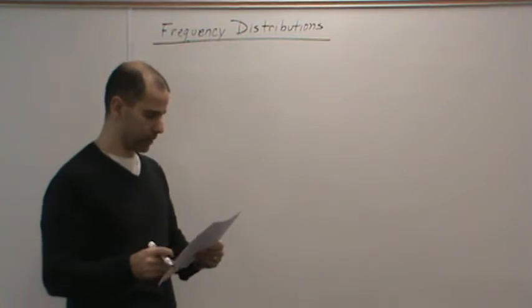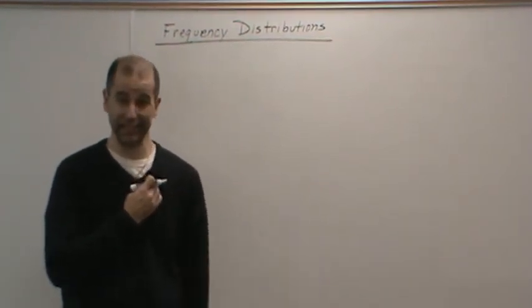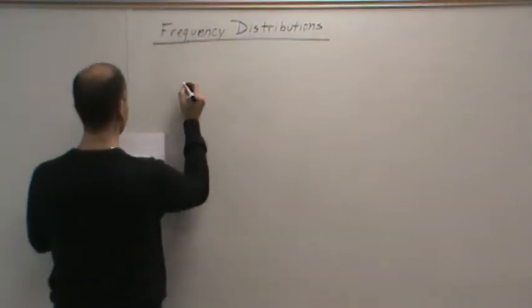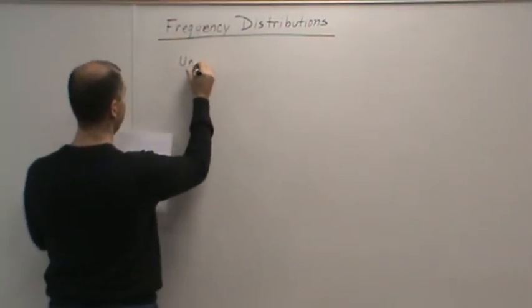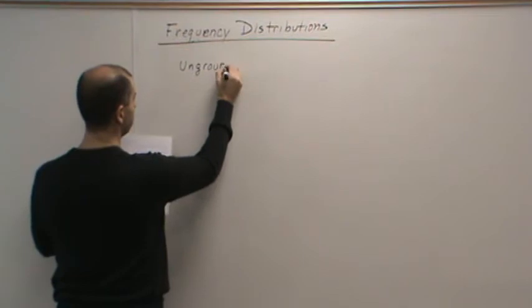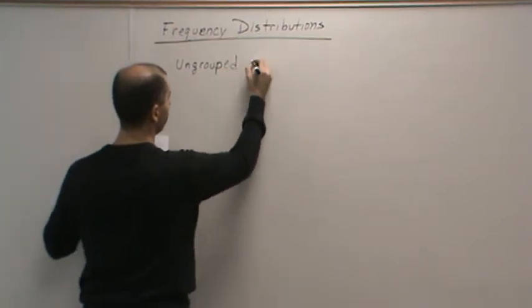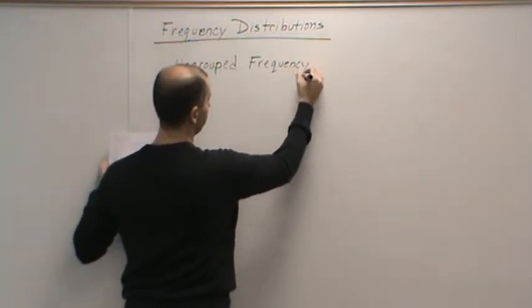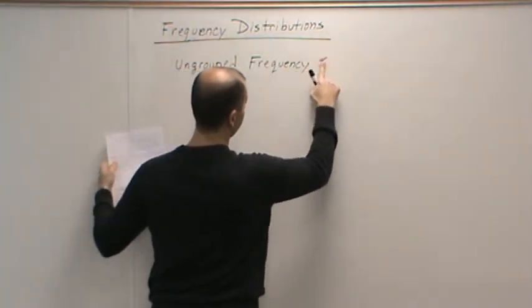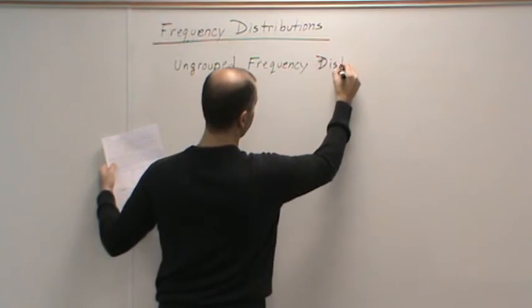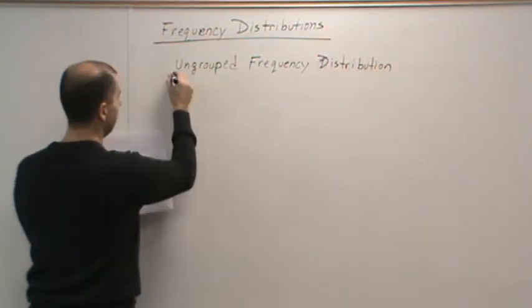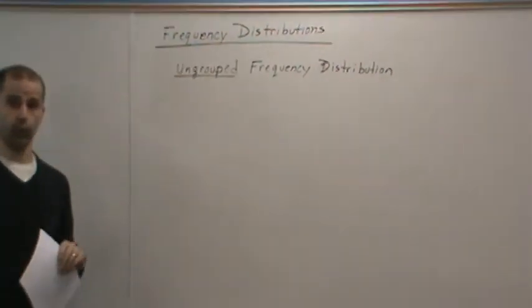So what I'm going to do is start with an example. I think this is going to be the easiest way to go through this. We're going to talk first about ungrouped frequency distributions. So ungrouped. Okay, ungrouped. What does that mean?